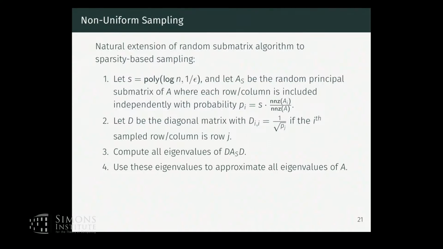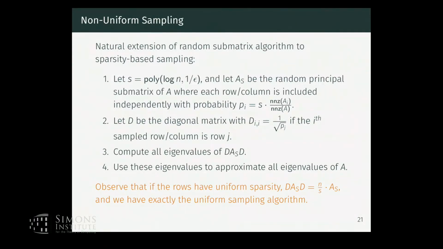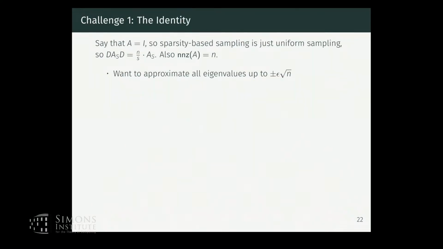Then I just use these eigenvalues to approximate the eigenvalues of A. If my probabilities were uniform, this is exactly the same as my uniform sampling algorithm, so it's just a generalization of that algorithm. Immediately, you can see that this algorithm completely fails when A is the identity. If A is the identity, sparsity-based sampling is just uniform sampling, and nnz of A is N, right?